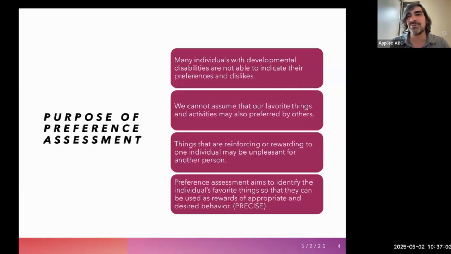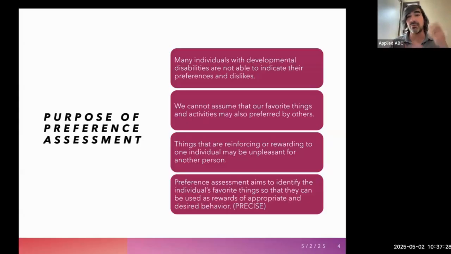That's what a lot of us have had to do in parenting in various forms. But we work with a ton of kids who don't have that kind of access to language where they can tell us what they want. So we have ways of finding out. We cannot assume that our favorite things and activities may also be preferred by others. That may not be an assumption you were making, but just because one kid likes something doesn't mean everyone does.